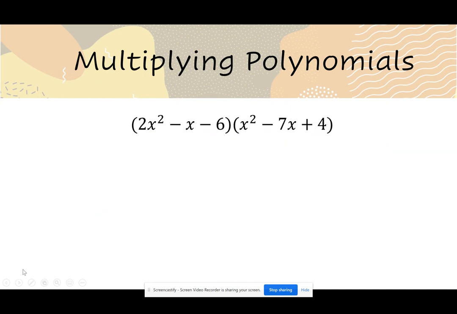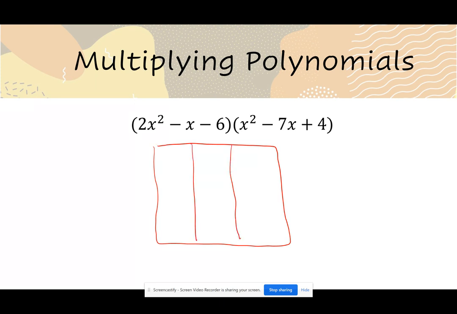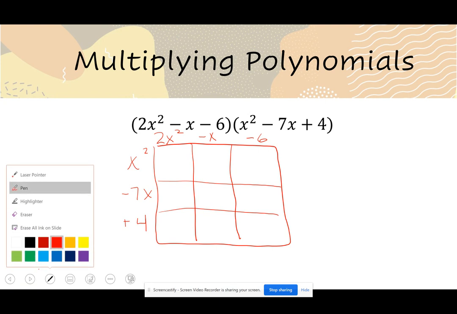And then here, I'll do another example of the box. This one would need to be 3 by 3. You could do 2 by 3 for the last one as well. So we have 2x squared minus x minus 6, and it doesn't matter which set of parentheses goes on the top or the side. x squared minus 7x plus 4. And then you match them all up.